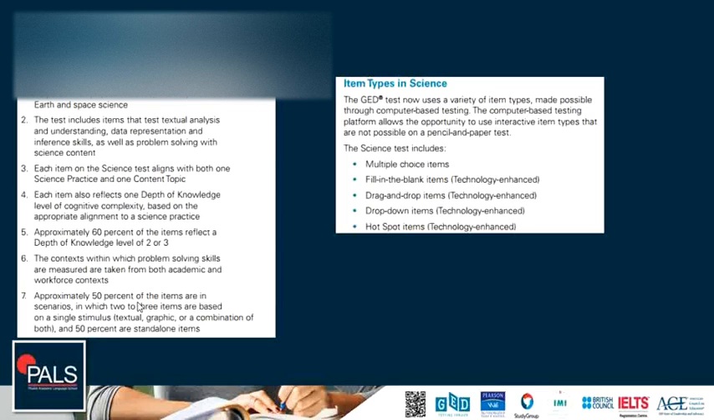Item types in the science test, we have 5 different item types. We have multiple choice items. Probably most of the items are going to be multiple choice questions. There are fill in the blank items, there are drag and drop items or drop down items, or hotspot items.